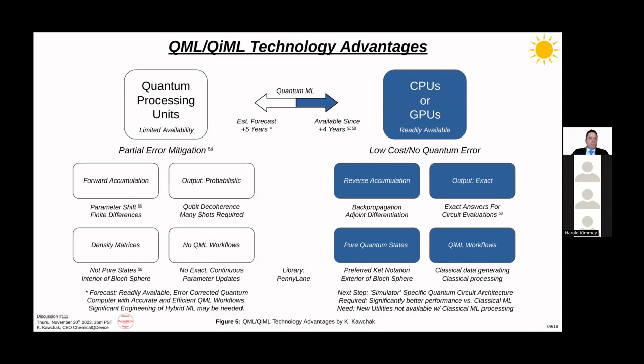Okay, and this is basically what I'm talking about. So I updated this one a little bit. We're going to start with quantum processing units on the left. We're at limited availability, right?